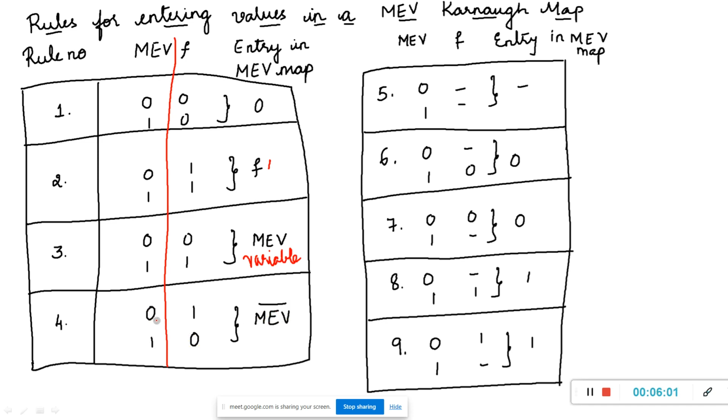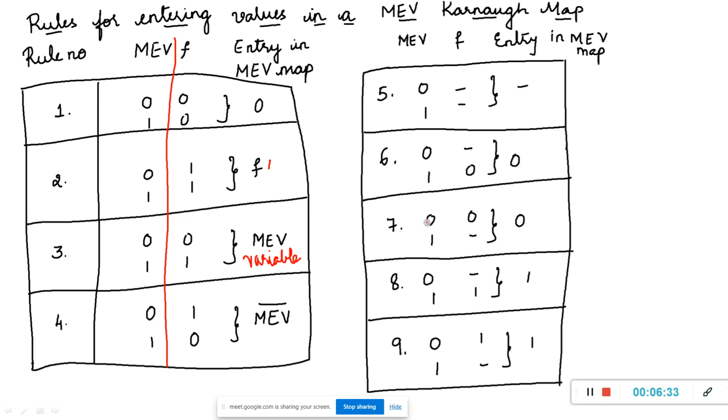Okay. Why? Because D is 0 here. And the function is 1 when D is 0. So the entry in the MEV map will be D bar. Next, if the MEV variable is 0, 1 and the function is don't care, then the entry in the MEV map will be don't care only. Next, if the MEV variable is 0 and 1 and the function value is don't care and 0, the entry in the MEV map will be 0 only.